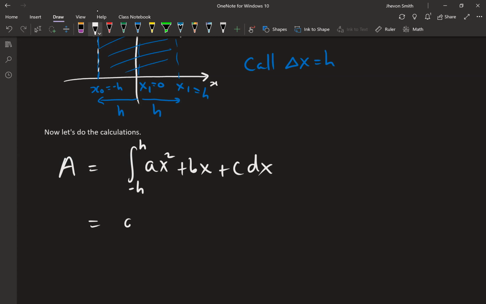This is going to give us ax cubed over 3 plus bx squared over 2 plus cx between minus h and h.